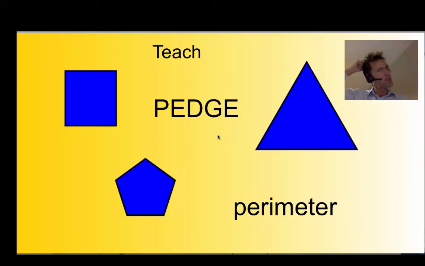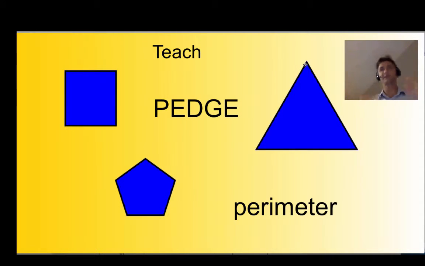Have a think. Scratch your head and have a think. What has perimeter got to do with pedge? Okay, I hope you've worked it out. It's because when we measure perimeter, we're actually measuring the edge of shapes, like the edges of these squares and the edges of this pentagon here and the edge of this triangle here. And we measure the edge of the shapes by adding up the values of all the sides of the shape.